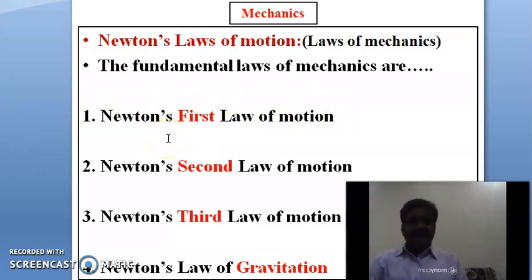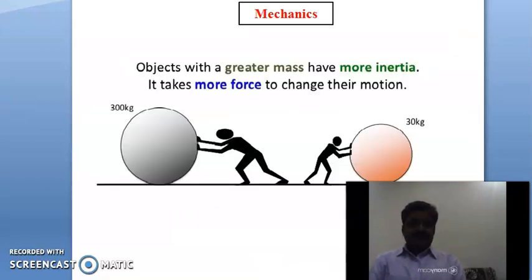In order to discuss Newton's first law of motion, I'll show you some pictures. So you observe these pictures and think over them. Don't see them only as a picture. You see physics. What is matter in it? What about motion? In this way you observe and think.